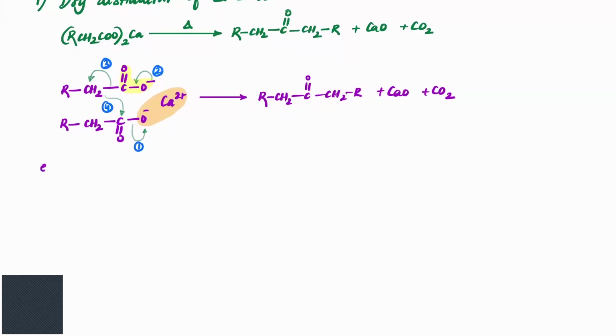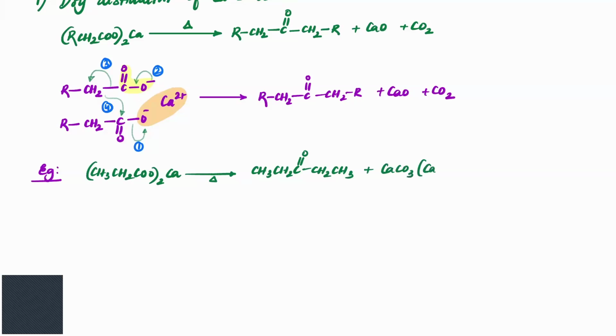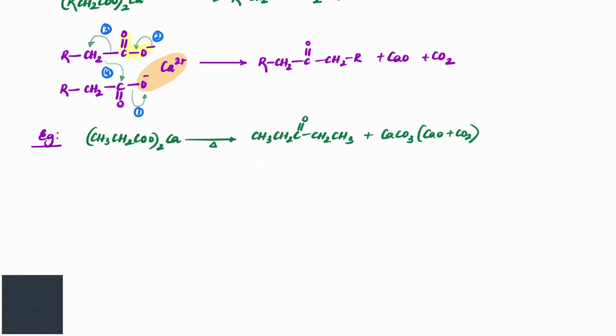Okay, next. If you notice other examples in this case, starting from (CH3CH2COO)2Ca on heating, you would get CH3CH2-C(=O)-CH2CH3 plus calcium carbonate. You can write it as calcium carbonate or you can simply write it as calcium oxide plus CO2.